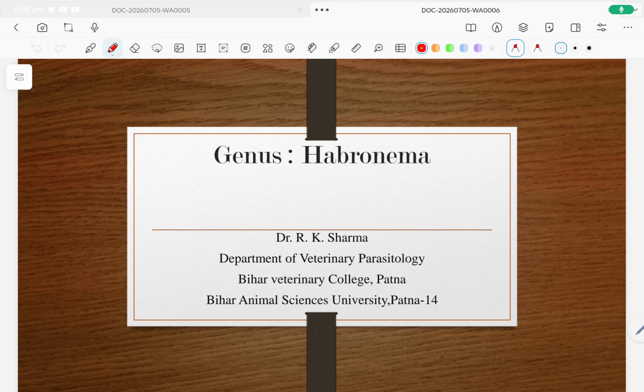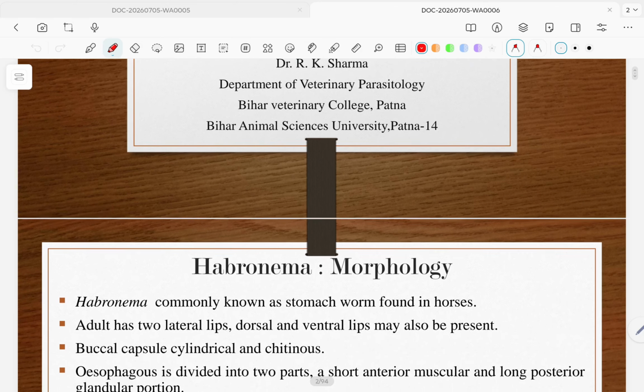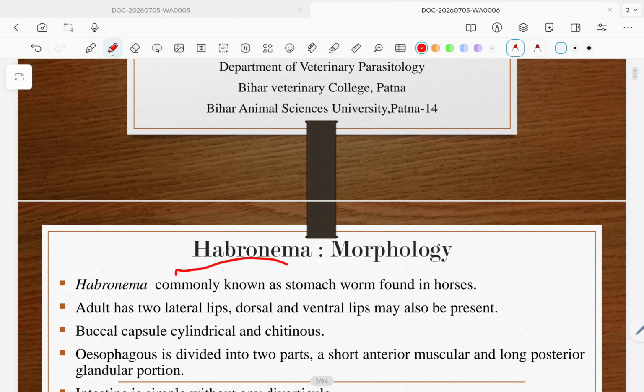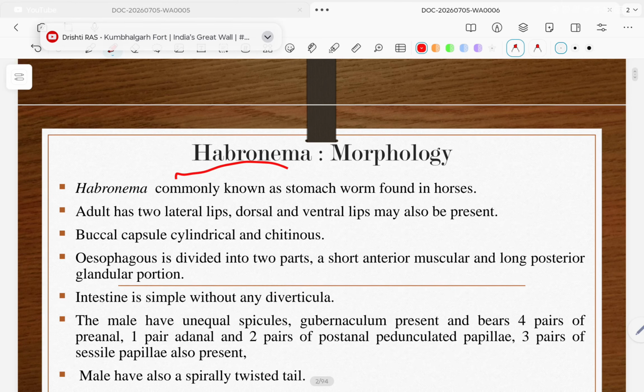Genus Habronema. Habronema morphology. Habronema, commonly known as stomach worm, found in horses.